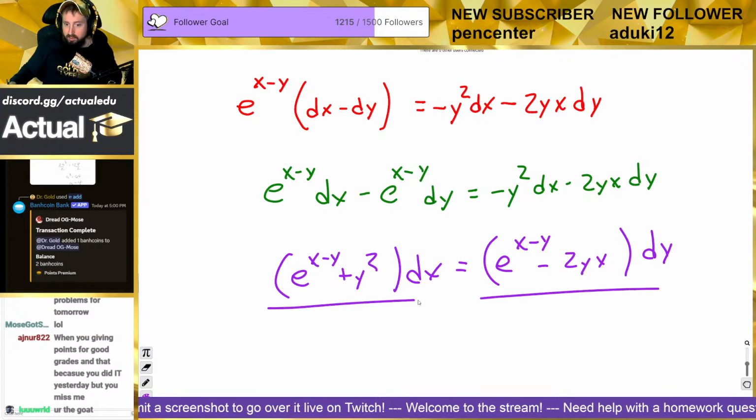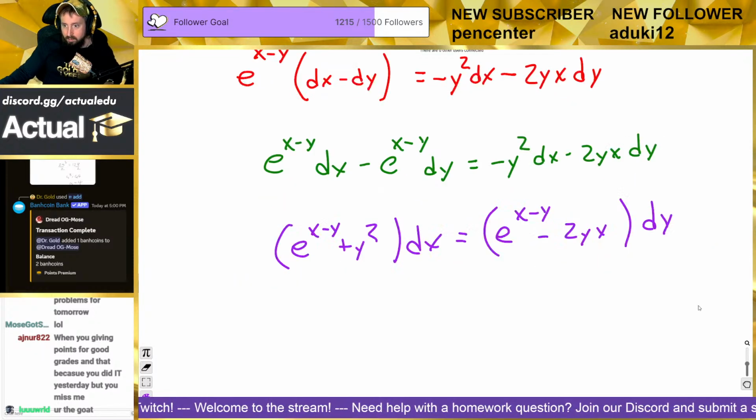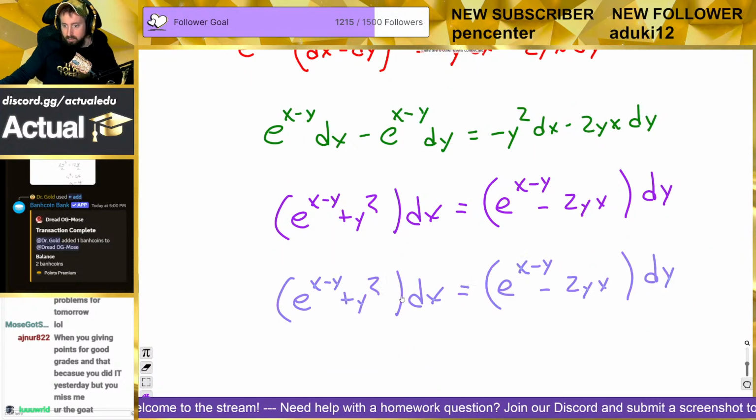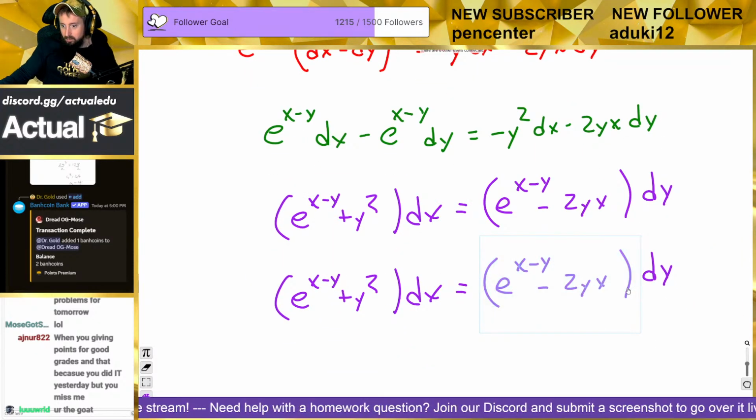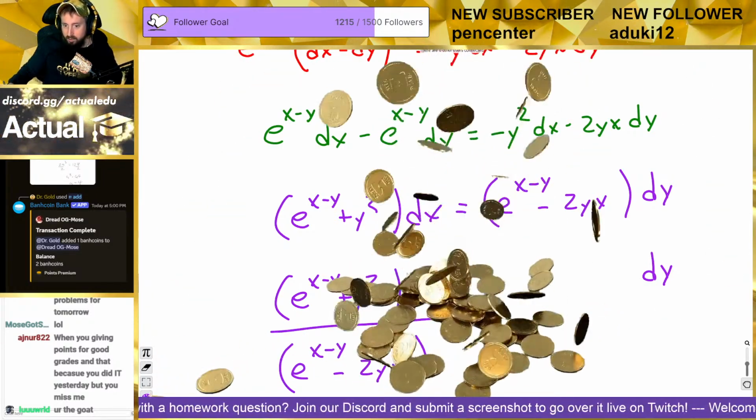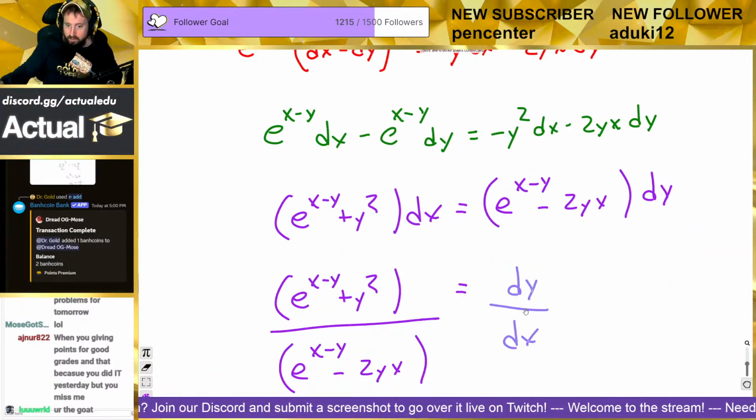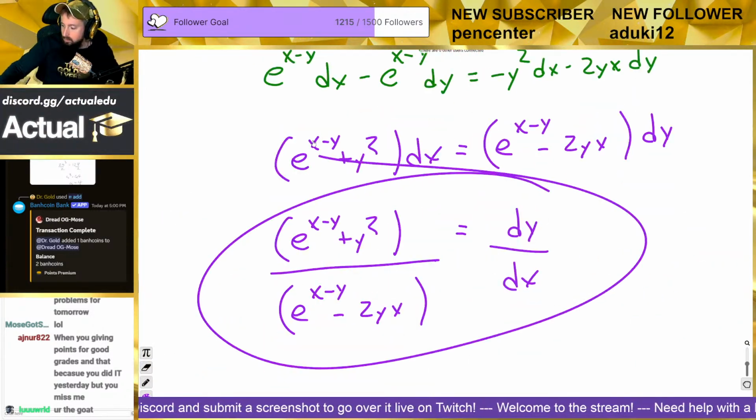And then I'm just going to divide both sides by that. So this is going to come over here. That goes over here, that goes underneath, then this comes under. This becomes dy over dx. And there you go. That is your answer. Nice. Good job.